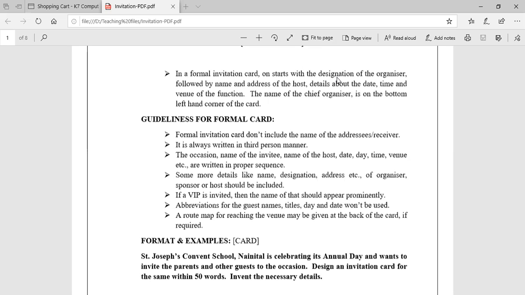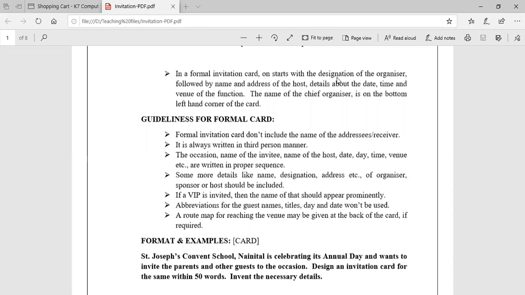Simply we are just sending that. So it is a common one. So a formal invitation printed card doesn't include the name of the addressee or receiver. It is always written in third person manner. So we have to go for he, she, it, or they. That means we have to follow the third person note.